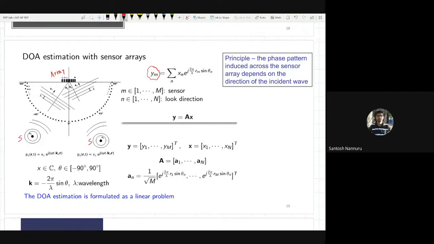It could be acoustic, it could be seismic, radio. I'm not bothered about that. It could be any array. What I'm saying here is the observation ym is basically a superposition of all the signals coming from all directions, across sensors and directions. So that's my y equal to Ax. y is the collection of all sensor observations. A is the steering vector matrix, and x is the unknown source amplitude. So x is the amplitudes of the signals. This is not sparse so far. This is the general DOA estimation problem.